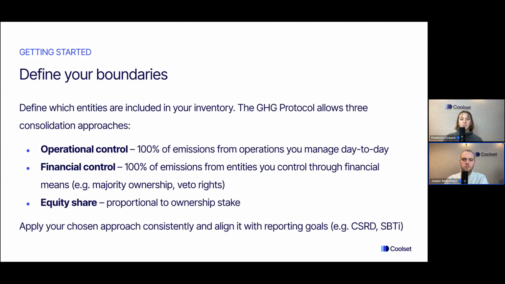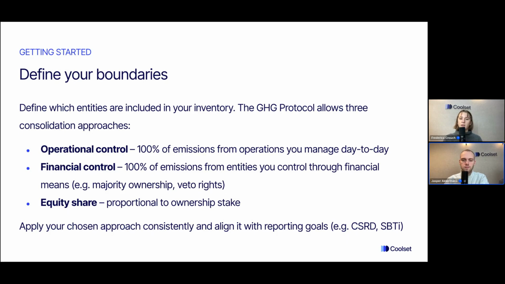Great. So defining boundaries. The GHG Protocol allows for 3 boundary approaches. So a boundary is what you're going to report on as your business. So what counts as your business? The first one is operational control. So you account for any emissions that your operation manages day to day. So all the emissions that come from areas of your business that you operationally are in control of.